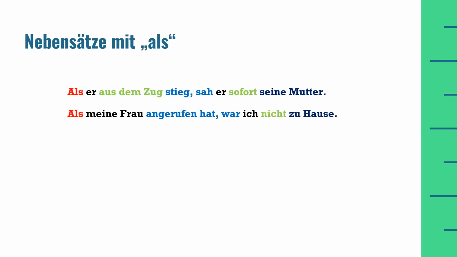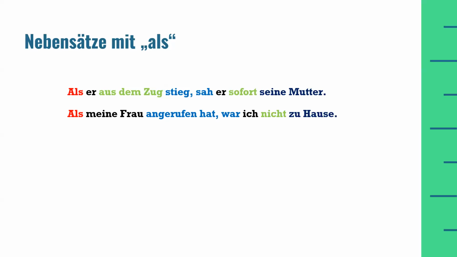Als meine Frau angerufen hat, war ich nicht zu Hause. When my wife called me, I was not at home. Now, here again, I start the sentence with als, then comes subject, which is meine Frau, and angerufen is a participle zwei form in this case, we have to use angerufen at the second last position, and we have to use haben according to the subject, meine Frau. So haben will become hat and it will come at the last position of Nebensatz.